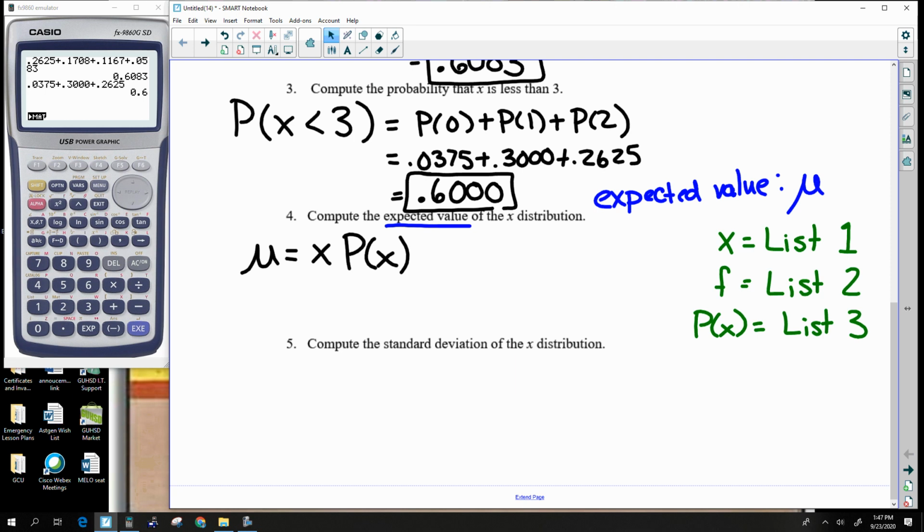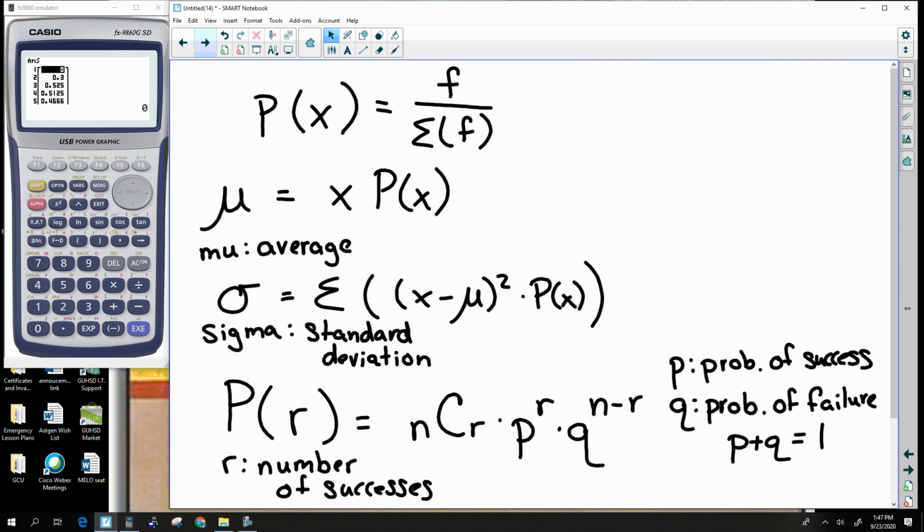Think about what we have here. So if mu is xpx, x is list 1 times px, which is list 3. Hold on. Give me 1 second. I think I missed a symbol here. Oh, my bad. Sorry. Should have known better. I was thinking about it earlier and totally wrote it wrong. So it's close, but it's not.